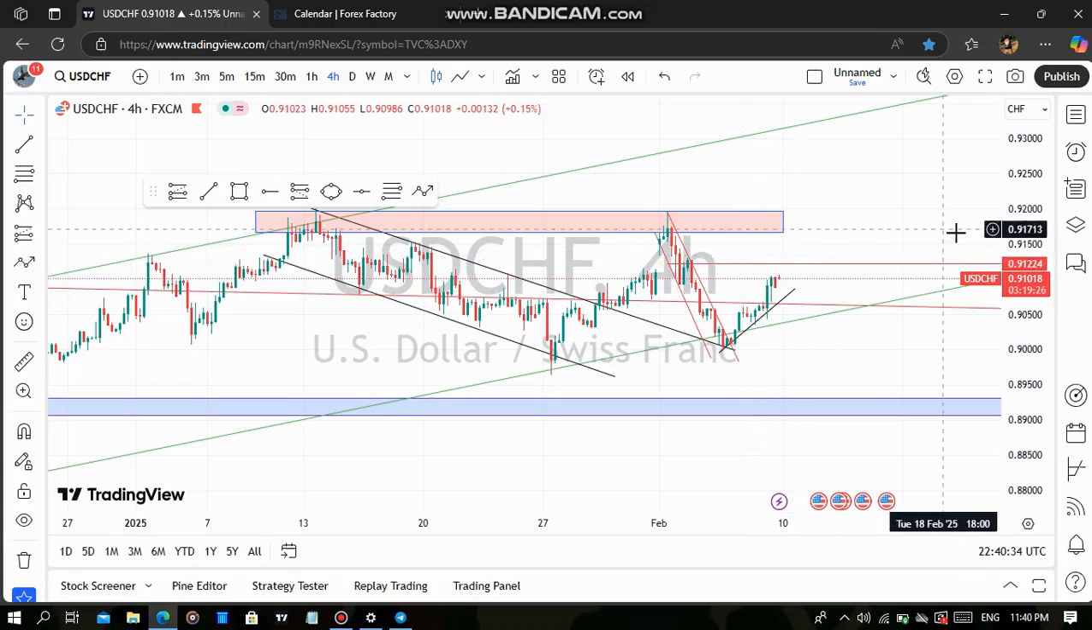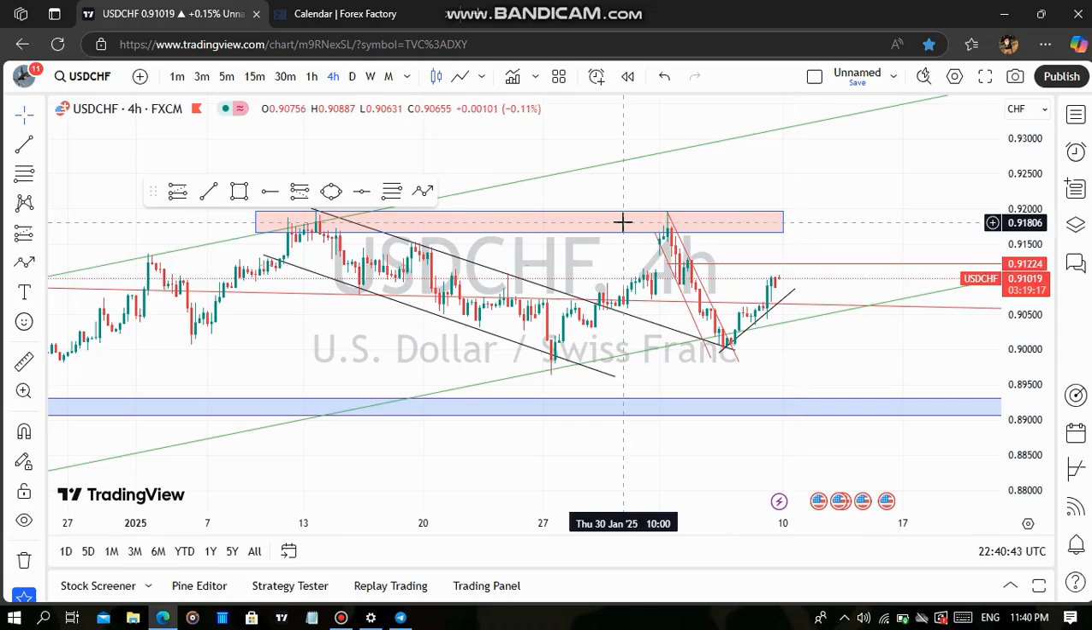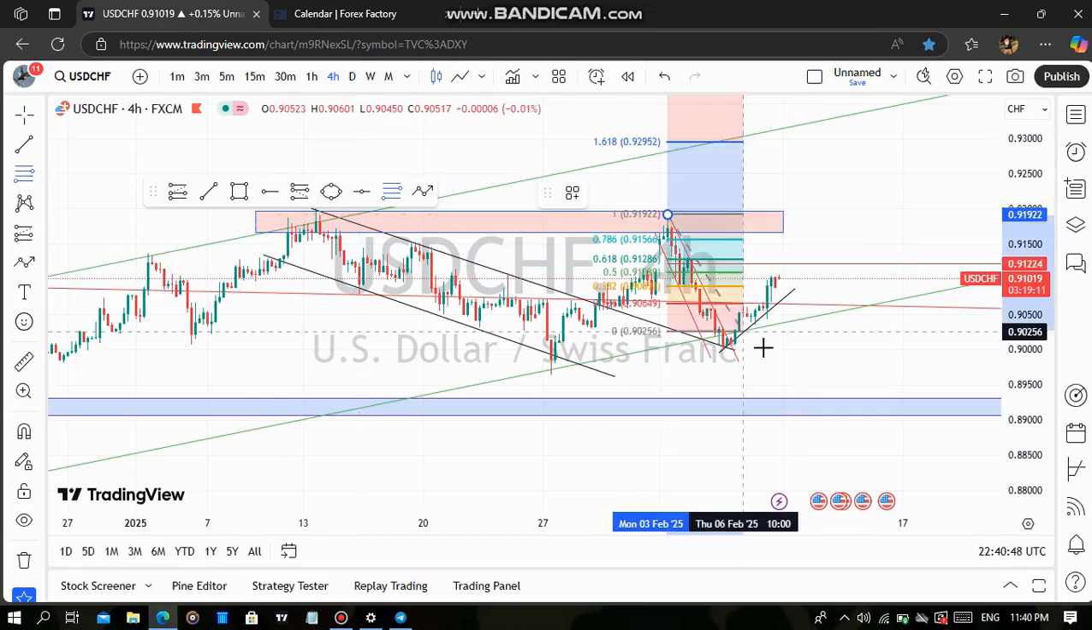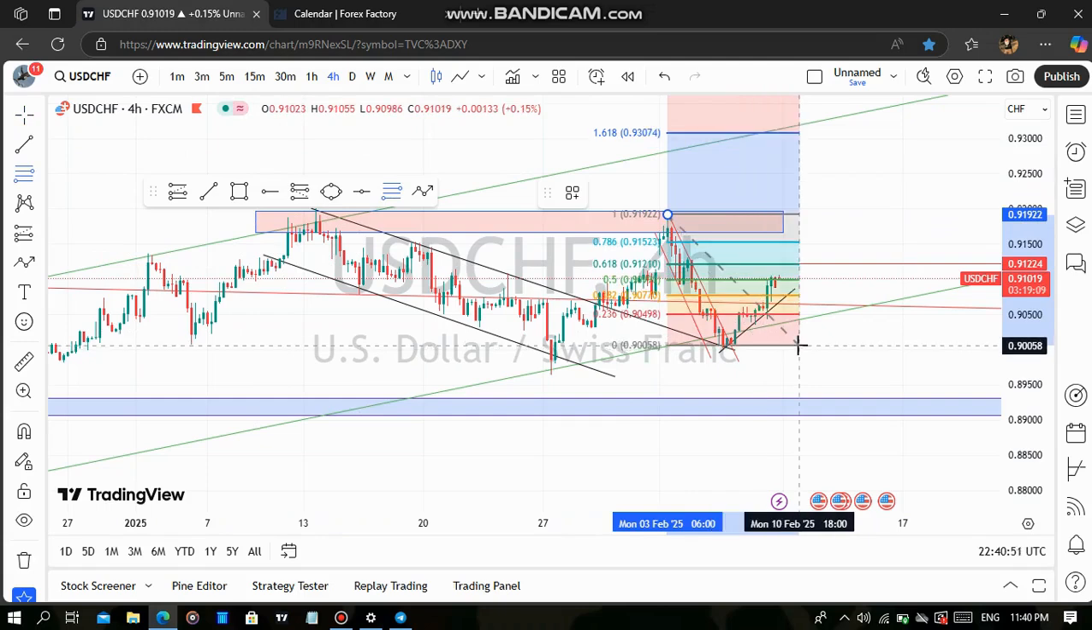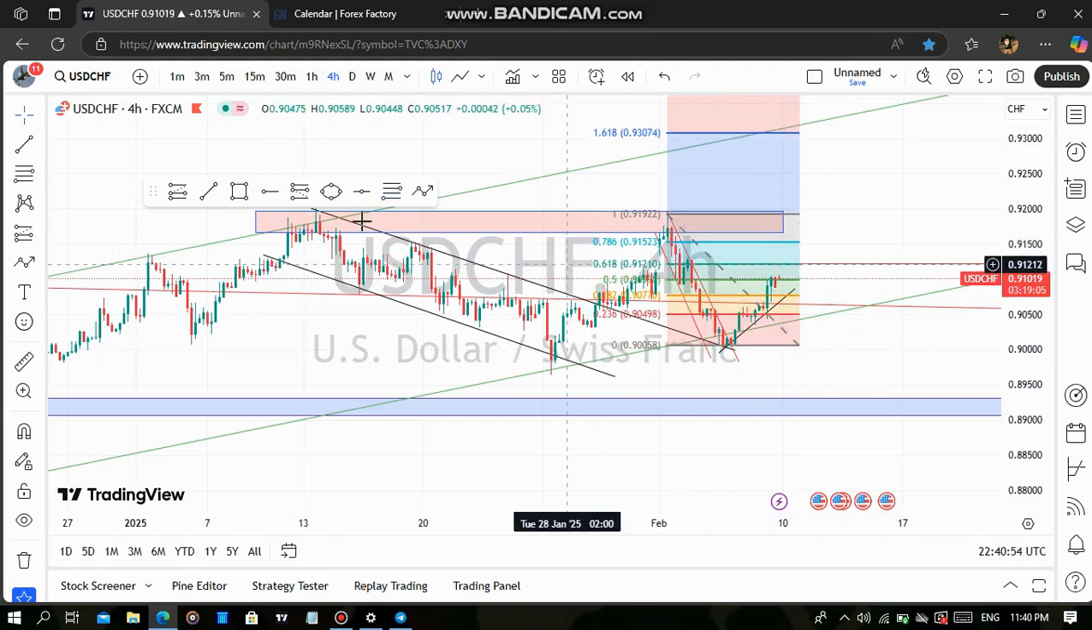However, this particular point, in this particular zone, 0.91224, that zone is my Fibonacci retracement level. Let me draw it so you can see. Okay, I believe it's clear enough now. You can see it at this point. You can see my level there.